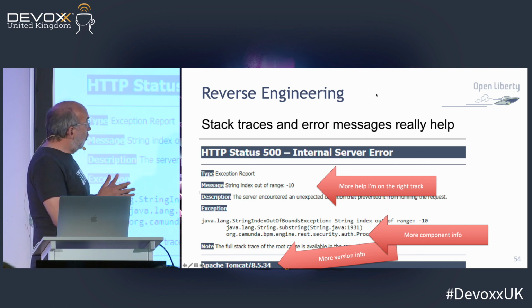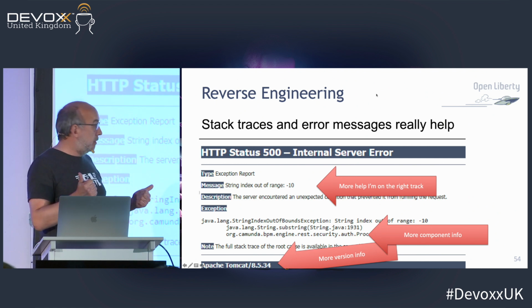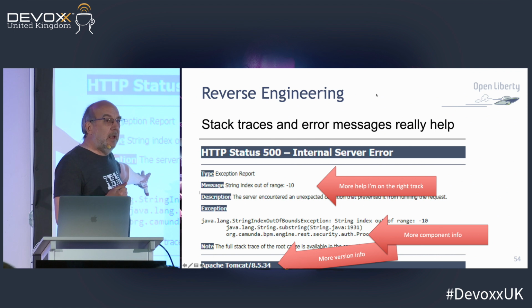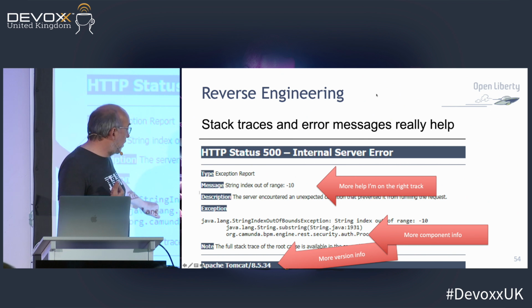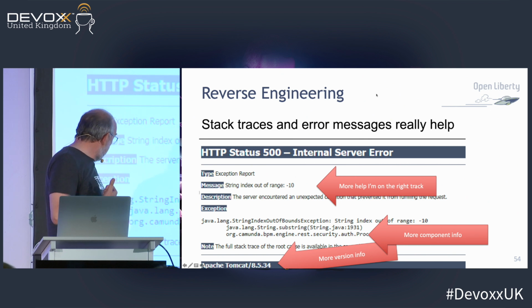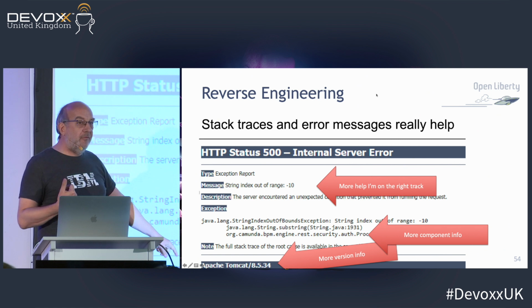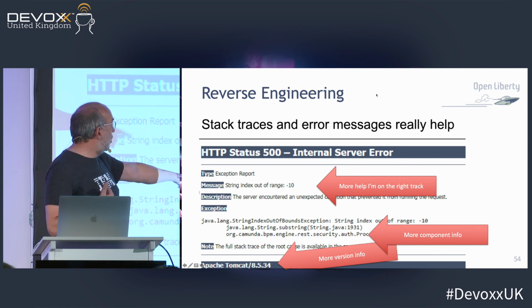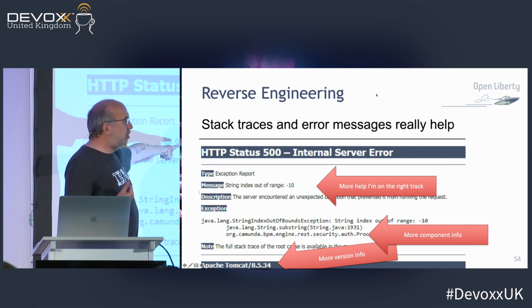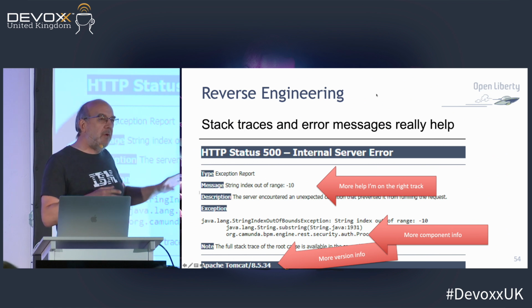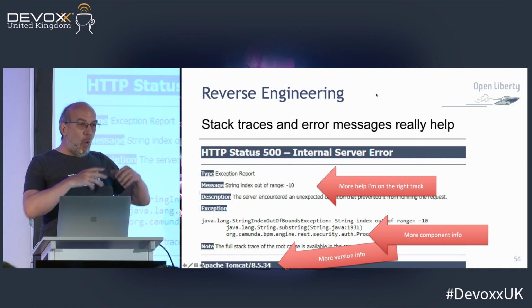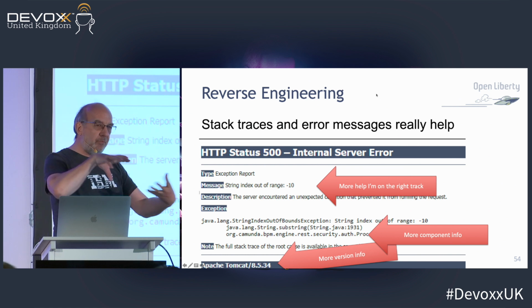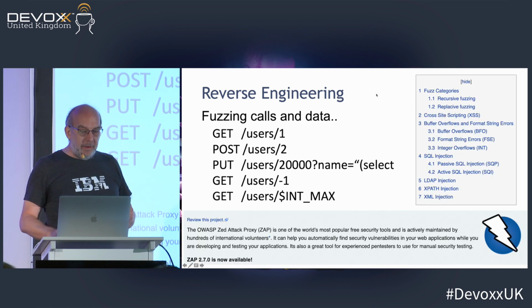And if things go wrong, that's good too, because you've been very helpful in giving me information about what the problem was. From stack traces, I can work out what version of software you're running. Thank you. Or Apache Tomcat 8.5.34, thank you very much. What components? Oh, and look, you told me something was wrong. So maybe I'll try that again with a different number and see what happens. All of this activity of trying to probe your system is called fuzzing.